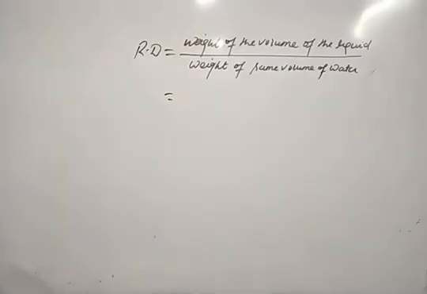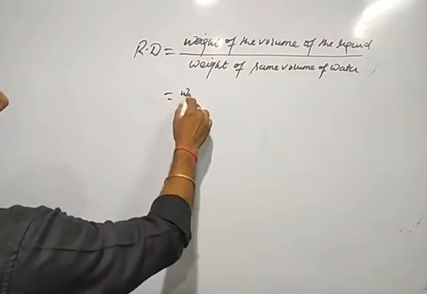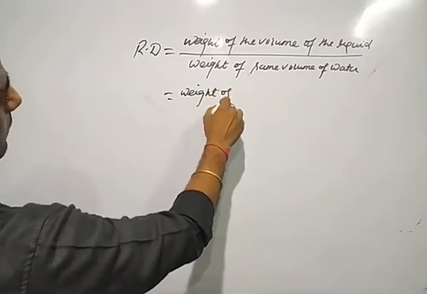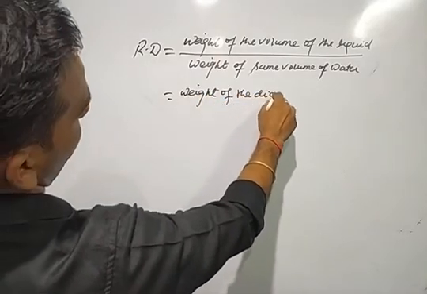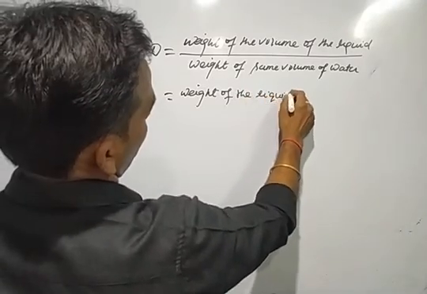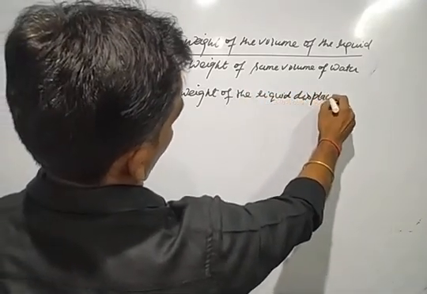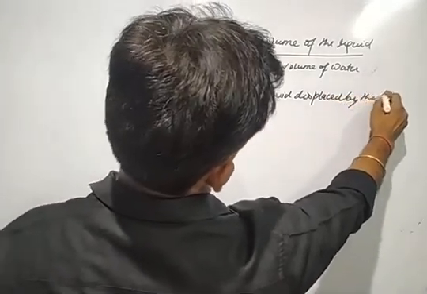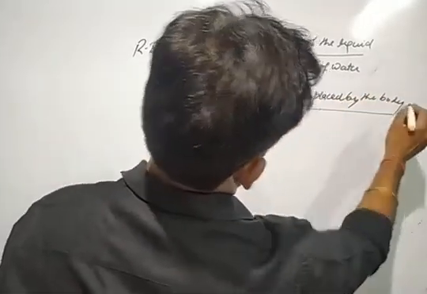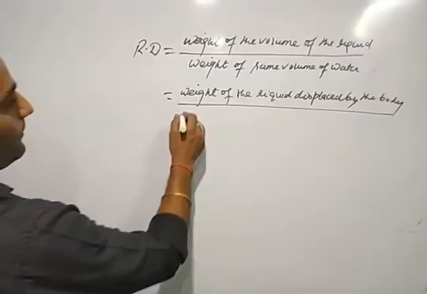Now, by Archimedes principle, if a solid is immersed in a liquid or water, it displaces the liquid or water equal to its own volume. Therefore, this equation can be written: weight of the liquid displaced by the body upon weight of water displaced by the same body.